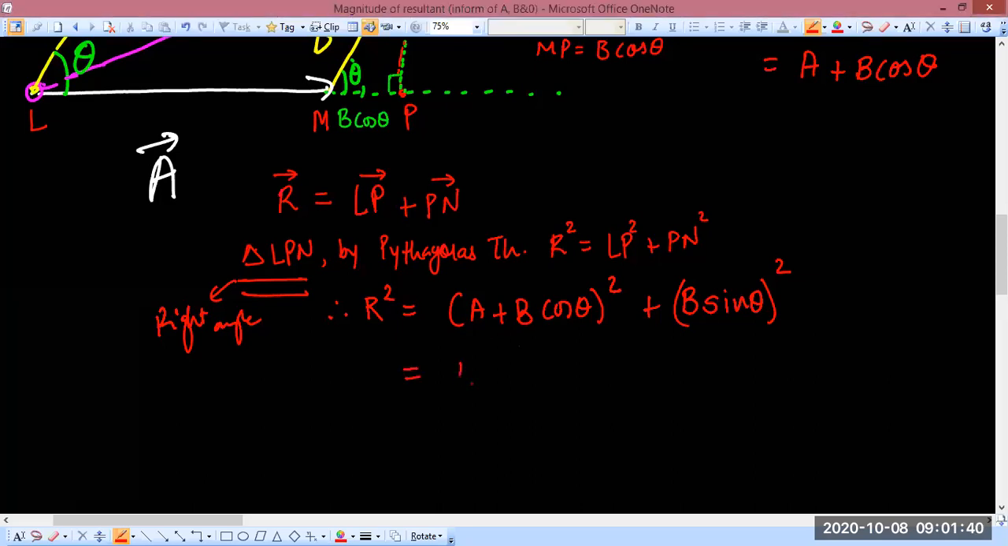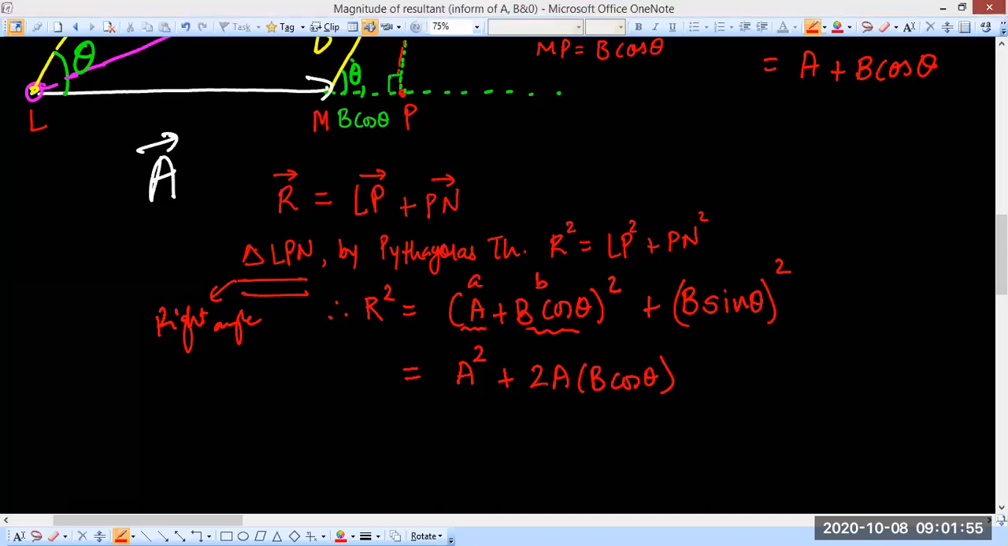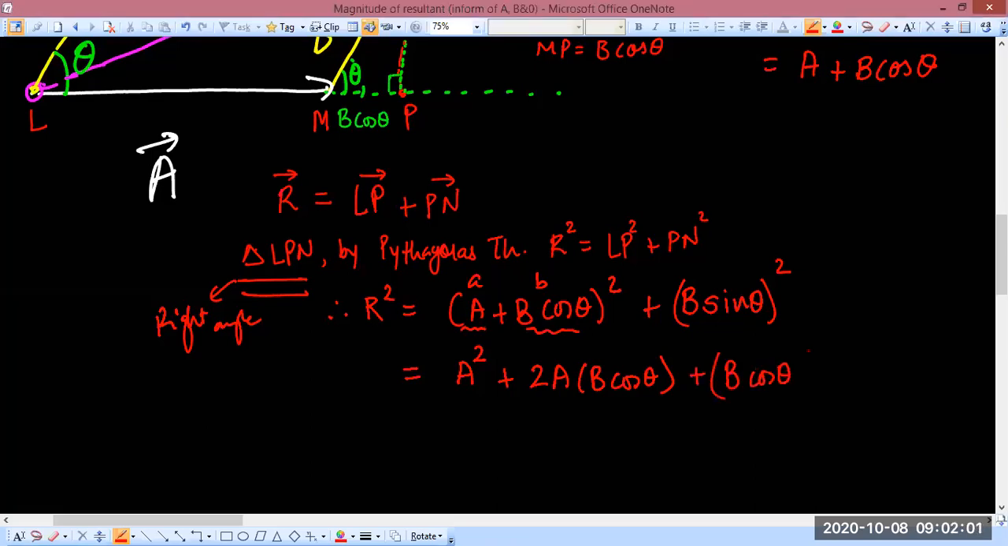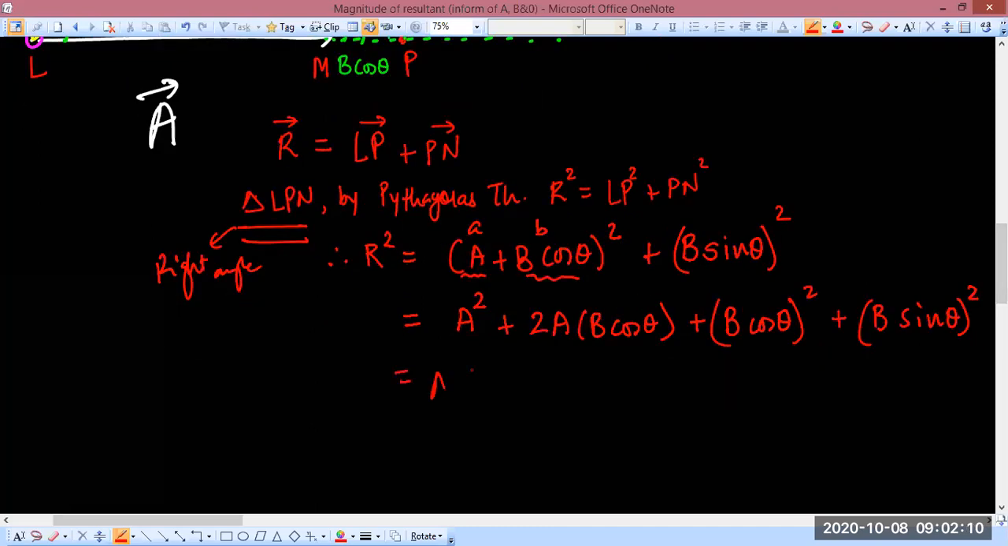We all know the formula: A square plus 2AB, this is B and this is A, plus B square, and plus this. So now you just have to simplify it, right? A square plus 2AB cos theta plus B square cos square theta plus B square sin square theta. Let it take a little time.